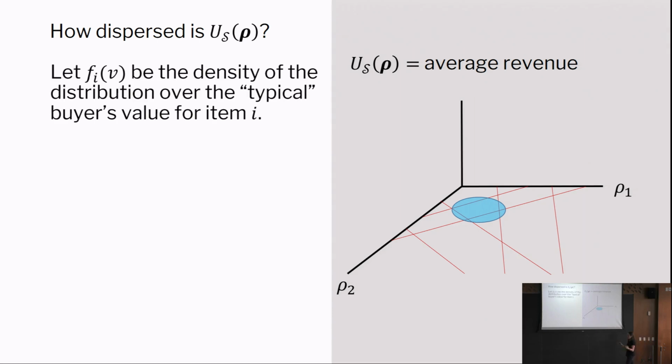Well, it depends on this distribution over buyers, as you can imagine. So suppose that I define this function, f sub i of v, to be the density of the distribution over the typical buyer's value for item i. I've got this distribution over individuals, and that defines a distribution over their values for each of the goods. Item i is, for example, the distribution over their value for the coffee.